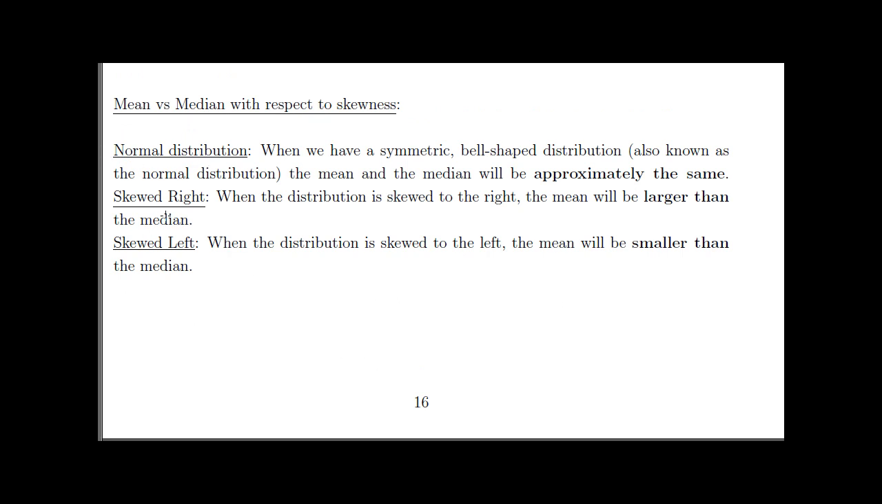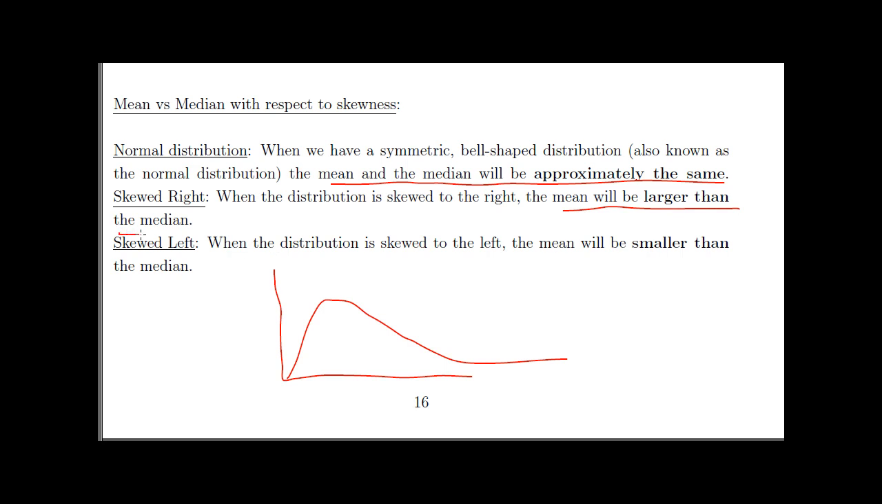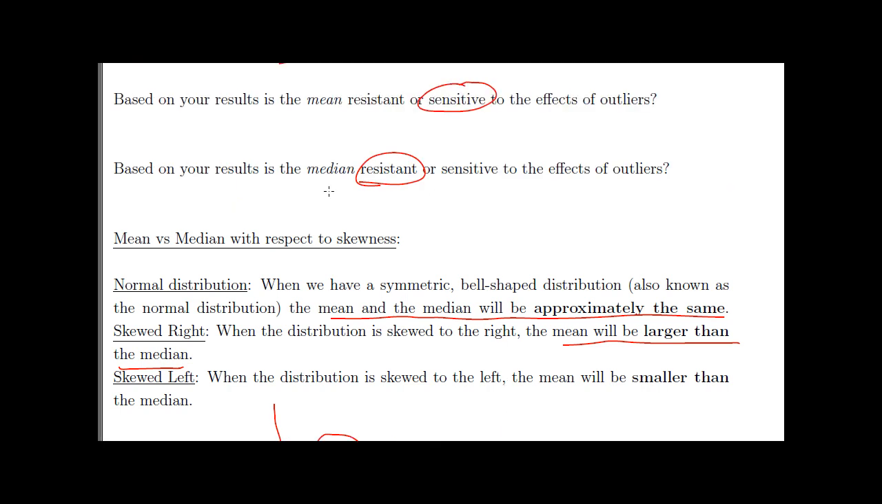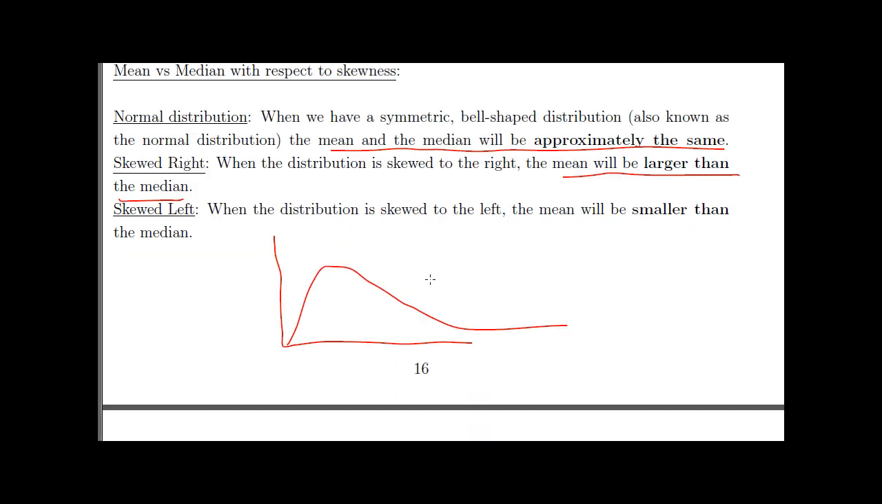Okay, and just one last thing. We're going to go over what happens to the mean and median with certain distributions. So for the normal distribution, the mean and median will be approximately the same. For a skewed right distribution, that's a distribution that looks like this, the tail is on the right-hand side. The mean will be larger than the median, and that's because the mean gets pulled toward the outlier. So a similar thing as what happened up here. The mean increased where the median didn't. And then the opposite for skewed left. The mean is going to be smaller than the median.